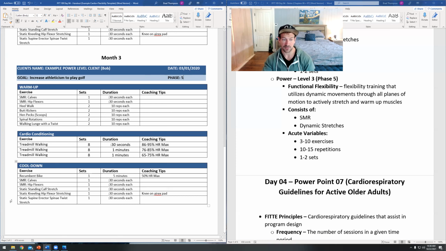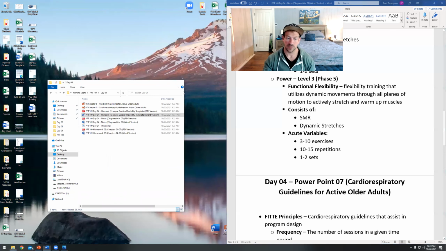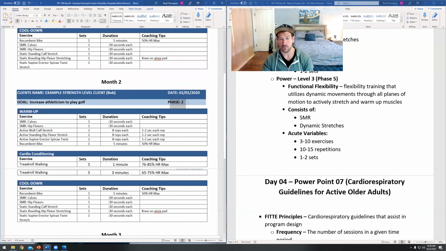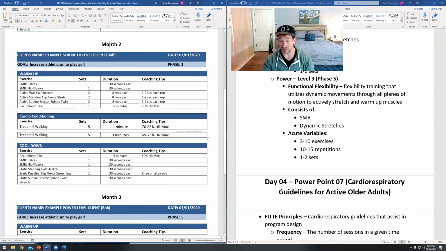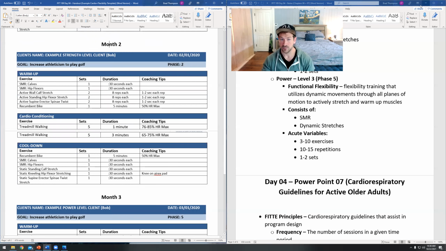And then for our cool down, we kept it the same. Throw them on the recumbent bike for 5 minutes, SMR, and then static stretches because the workout's over. And that's 3 months. That's a 3-month progression. Now, we put Bob in phase 2, but if this was 5 months of workouts and I had him in phase 3 and phase 4, the same active warm-up would be used every time, or at least it could be used every time. Obviously, I'd probably want to give my client a little bit of variety to change it up, but I could perform it the same way.